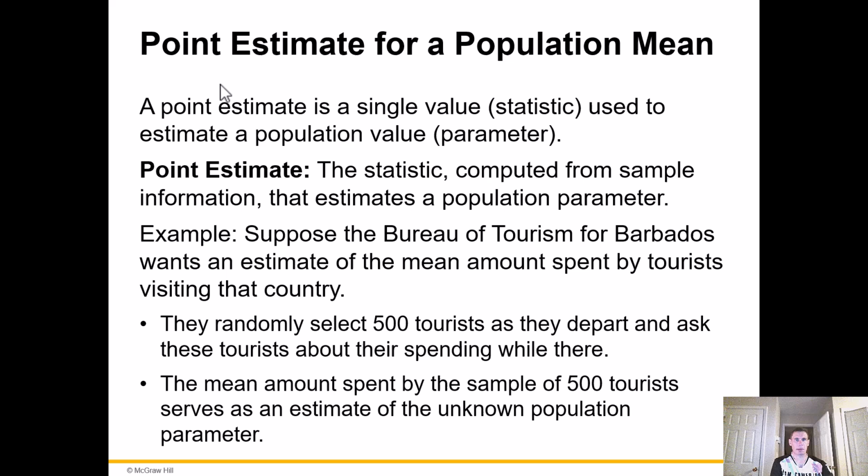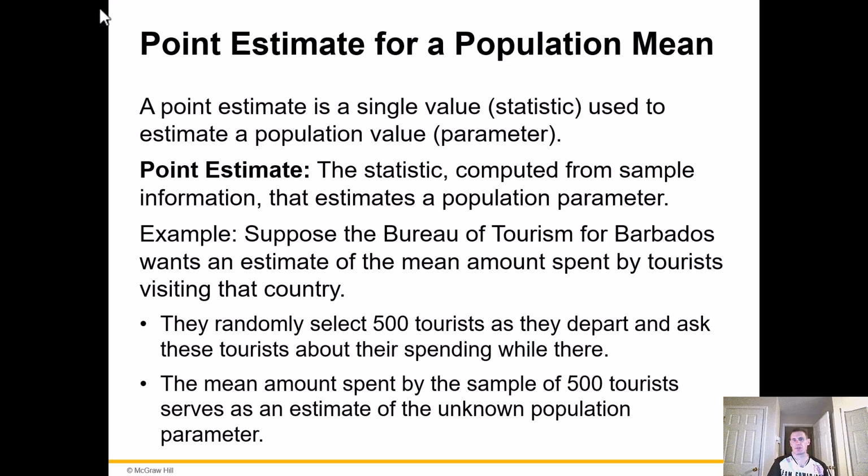So let's talk about a point estimate for a population mean. A point estimate is a single value, a statistic, used to estimate a population parameter. The point estimate is the statistic computed from sample information that estimates a population parameter.